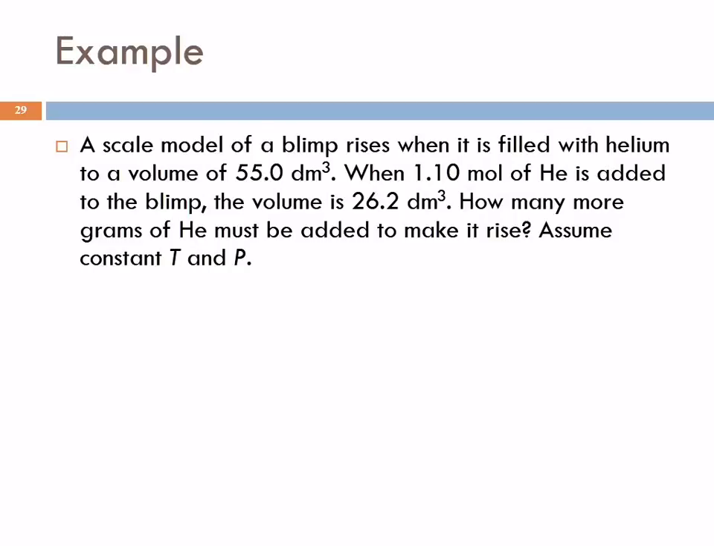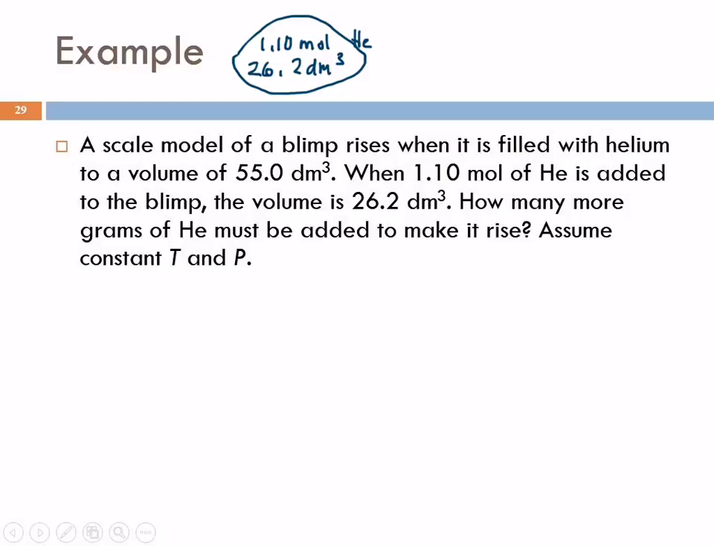So let's have a picture. Try again. So here's our blimp, right? That's pretty ugly. So I'm going to put 1.10 moles of helium in there, and that's going to give it a volume of 26.2 cubic decimeters. What has to happen in order for it to rise? The volume has to get to 55.